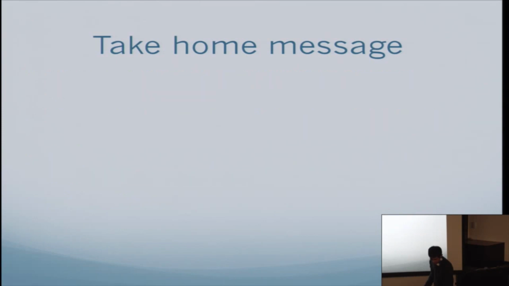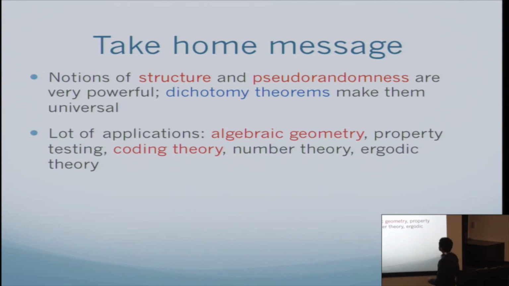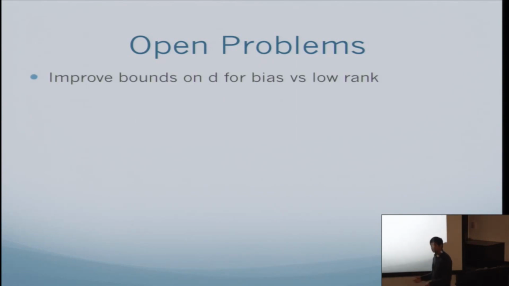And these kinds of dichotomy theorems have been used a lot. In this work we saw how to apply them in algebraic geometry and coding theory, and there are many other areas where they have already been applied. And so, open problems. The first one is basically to improve the bounds on D, because right now they're Ackermann, and something polynomial or even exponential would be great.